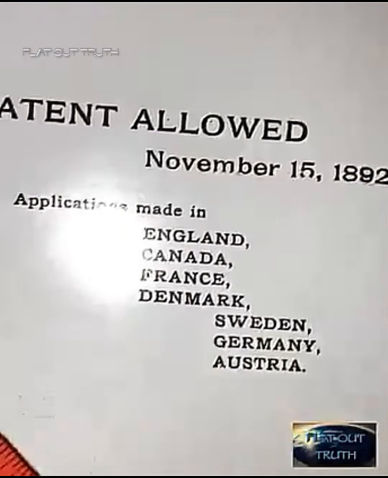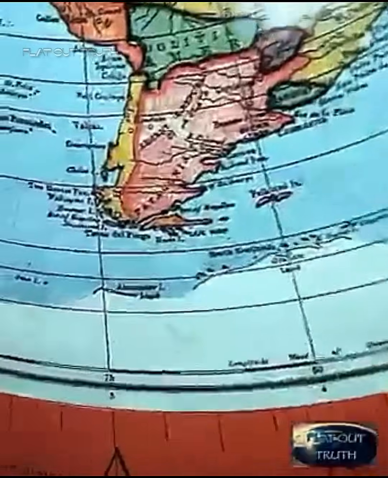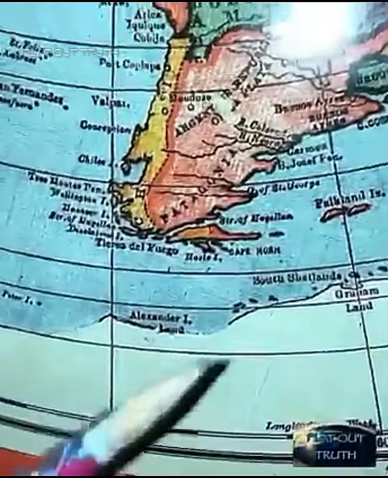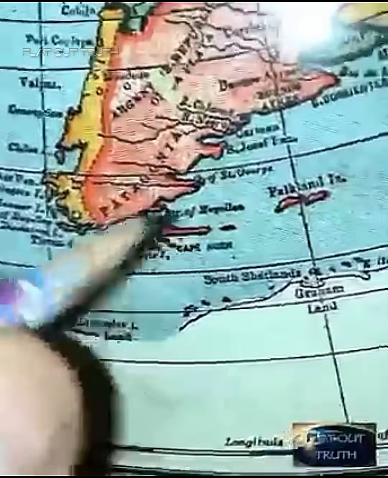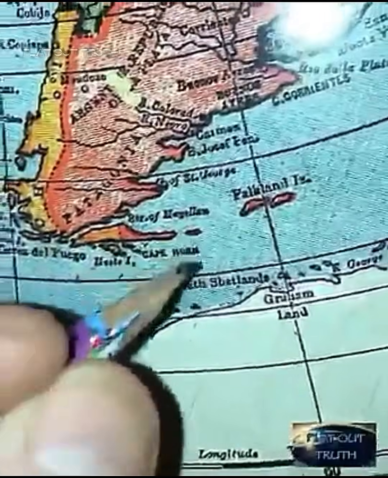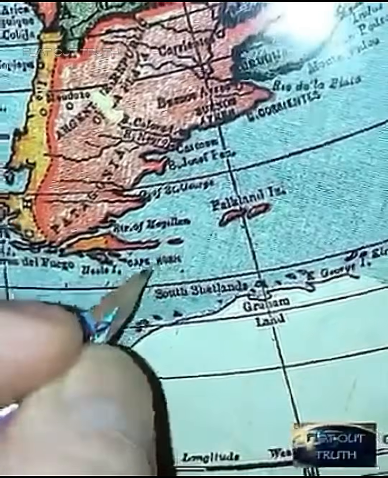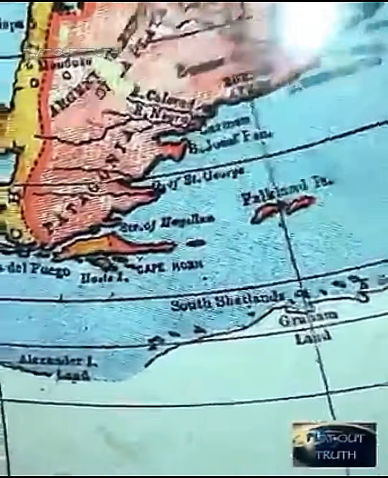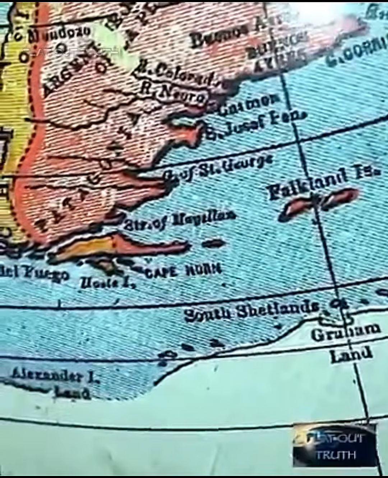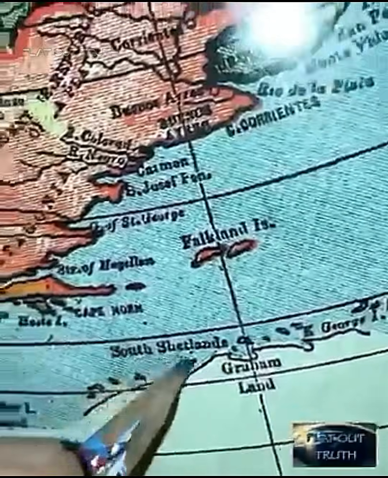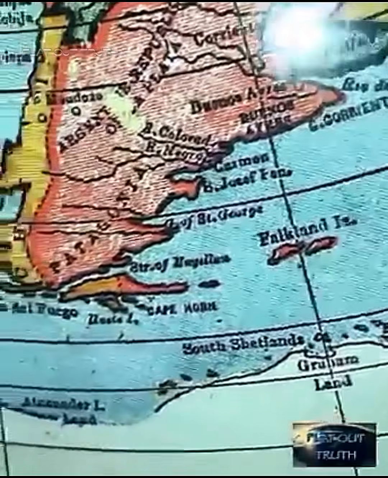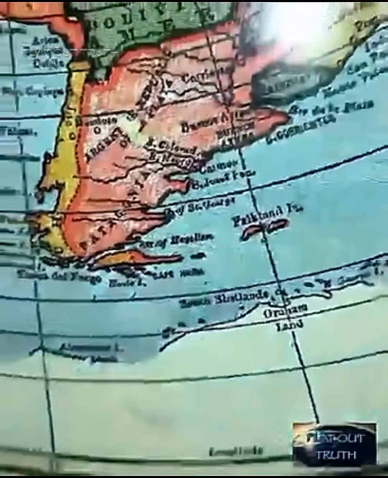Okay, now here's where things get interesting. Let's look at the 1892 flat earth map. Now, this right here is South America. So let's zoom in here where you guys can see this. Now here's the route. There's Cape Horn where they leave from. And as you can see right down below that, you have the South Shetland Islands. Okay, and then you have the ice wall, of course.